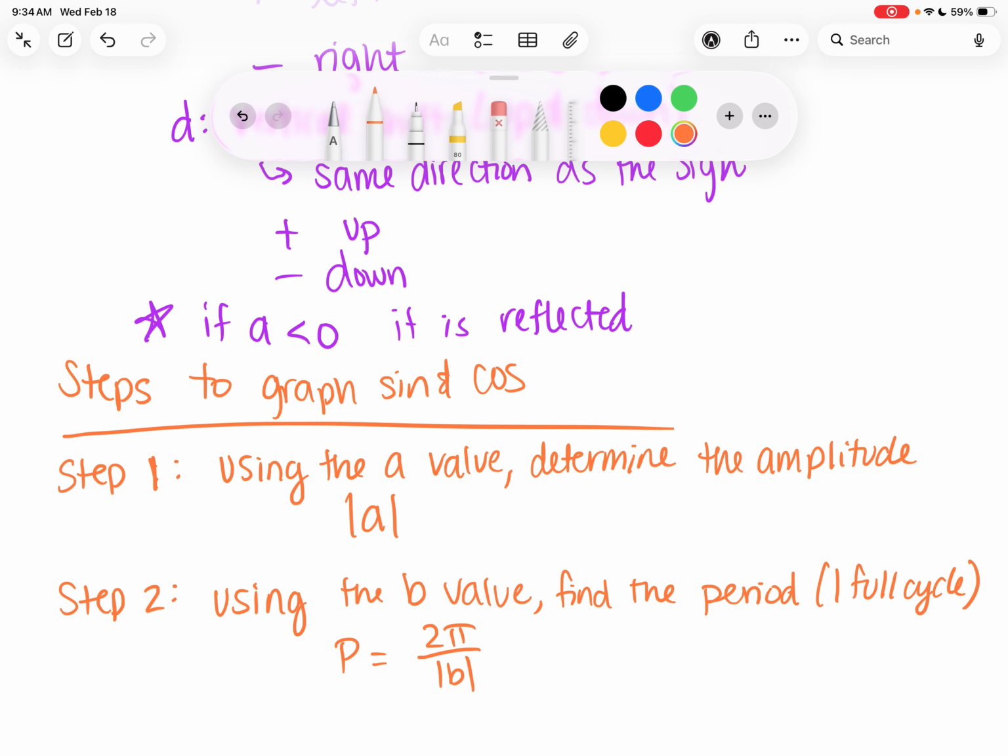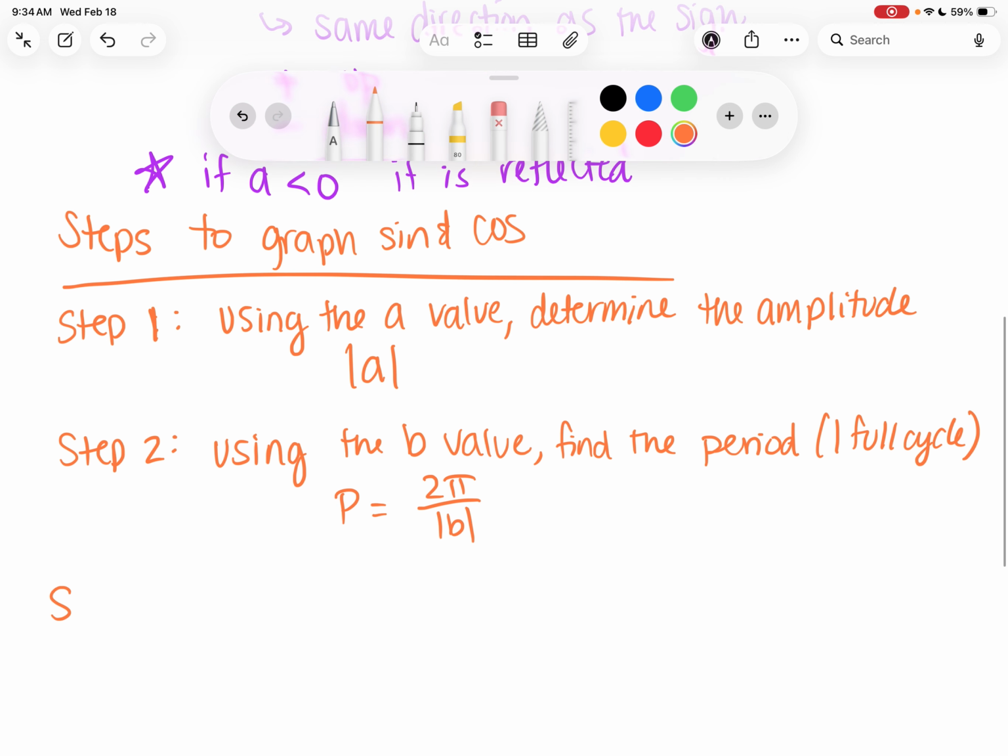Now, I think I said this yesterday too, but a lot of my classes are doing stuff with trig. The B value, I have pretty much never seen it be negative, but the reason we put the absolute value is just in case it happens to be. So, step 3.